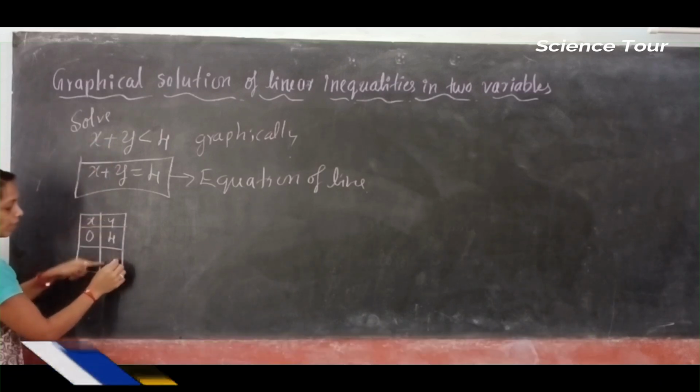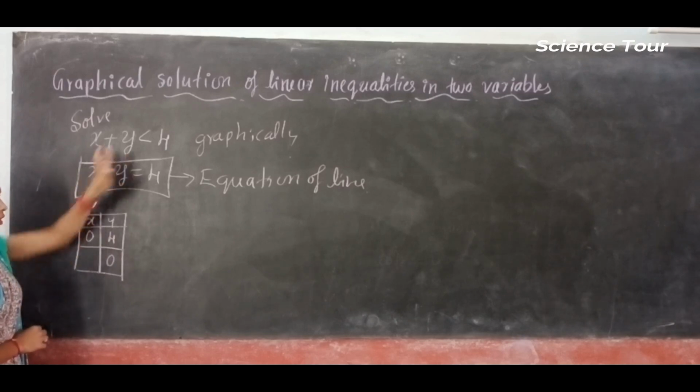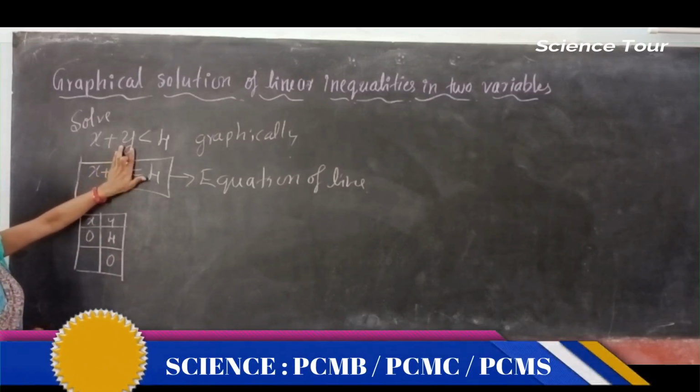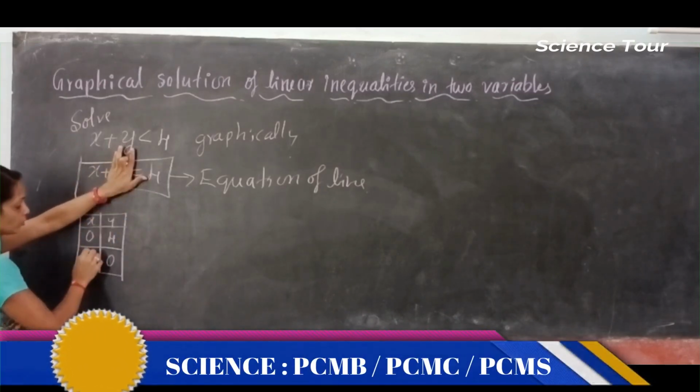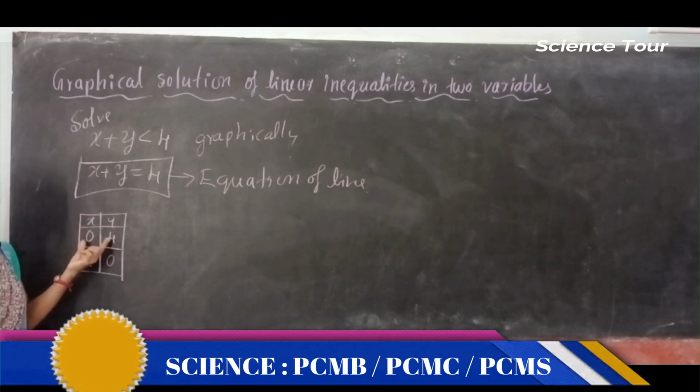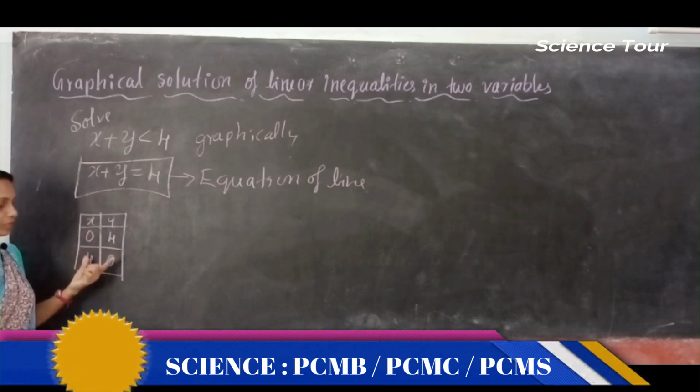Now I'll take y equal to 0. If y is 0, then this term will vanish, and you will get the x value, that is 4. So we got 2 points of this line from this table.